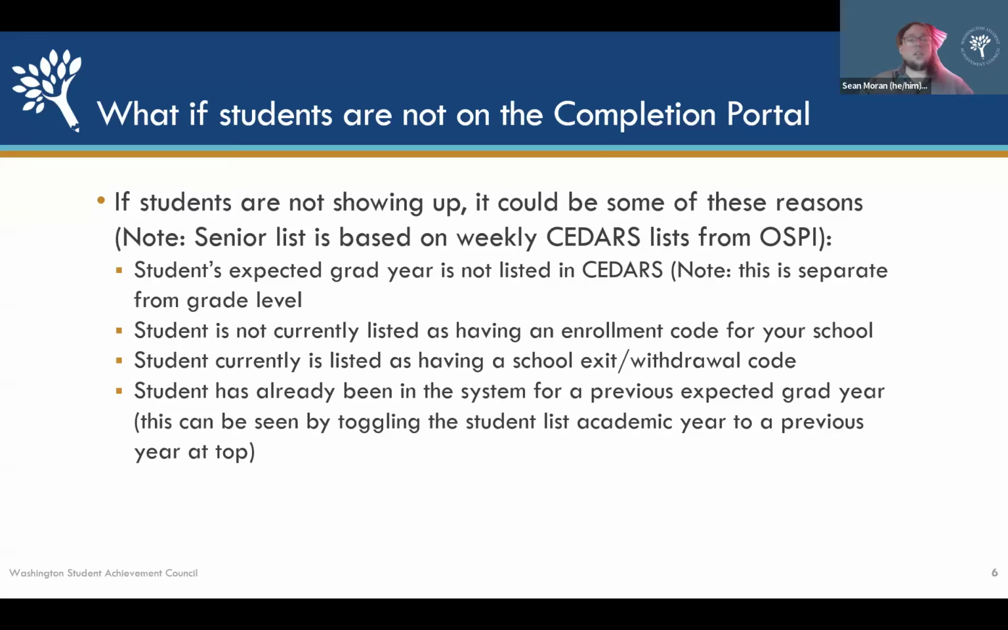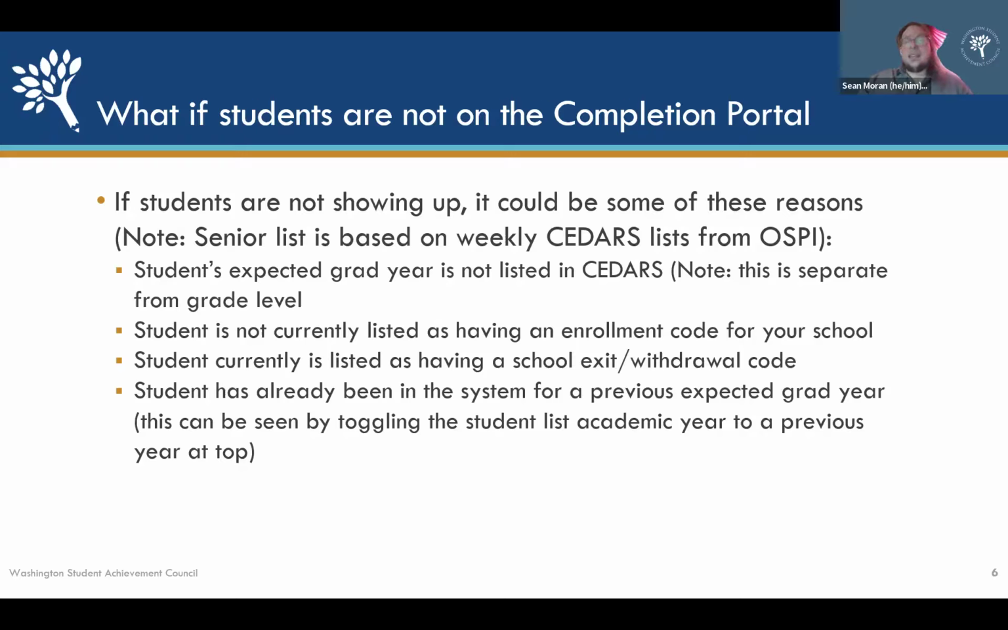So just because they're 12th grade doesn't mean they've had an expected grad year put in. Student is not currently listed as having an enrollment code for your school. This especially can happen if there might have been some recent transfer that the student hasn't actually shown up in your system yet. Student currently is listed as having a school exit or withdrawal code, and then student has already been in the system for a previous expected grad year.